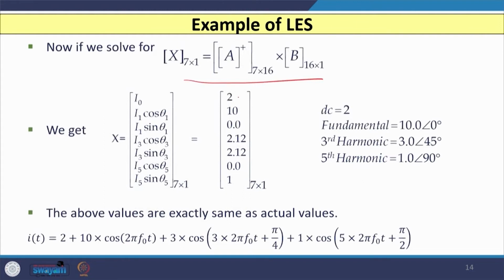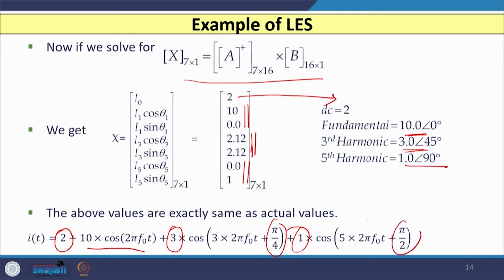Now you can see the DC value comes out to be 2, which is exactly the same as the actual value. The fundamental component, which is 10 angle 0, is also the same as the actual value. Similarly, if you consider the third harmonic term, taking magnitude and angle, you will have 3 angle 45, which is the same as the actual value. In the same way, for the fifth harmonic, magnitude and angle 1 angle 90, you will have the same value.